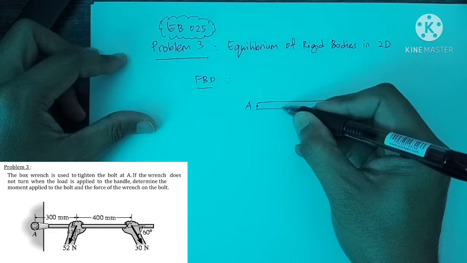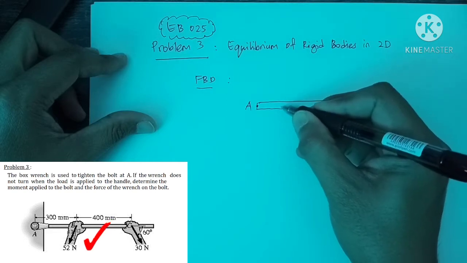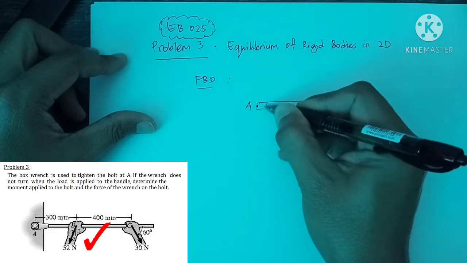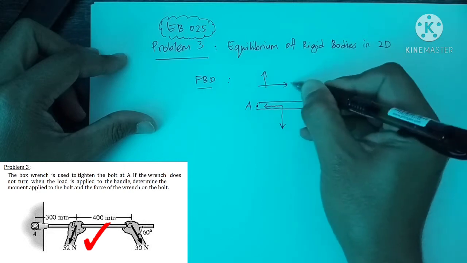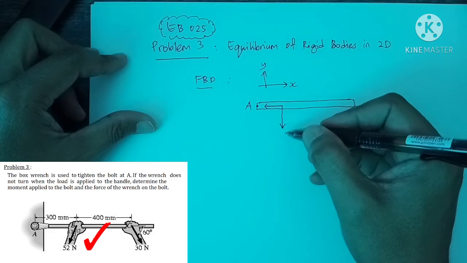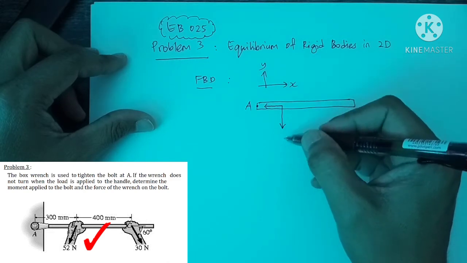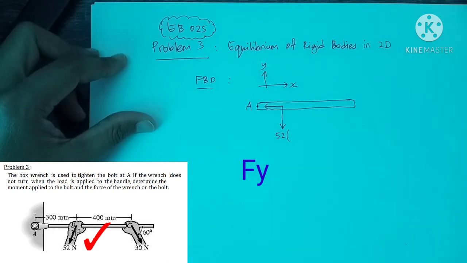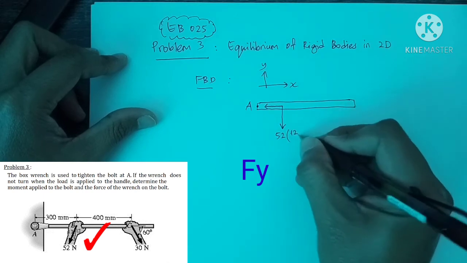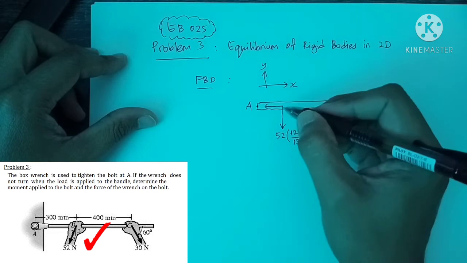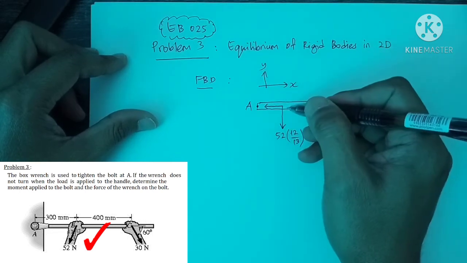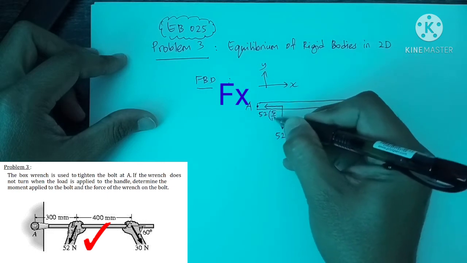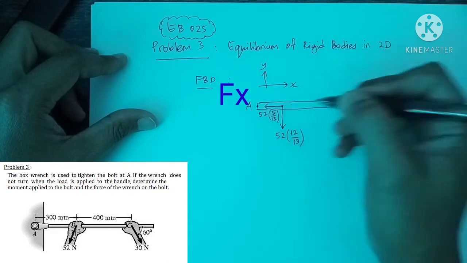Okay, the first force, 52 Newton. The force has its component in X and Y direction. So this is our reference, this is X, this is Y. The force 52 Newton will go downward in Y axis with the value of 52 (12/13), and the Fx for 52 Newton will go to the left with the value of 52 (5/13). Okay, that's the first acting force, 52 Newton.